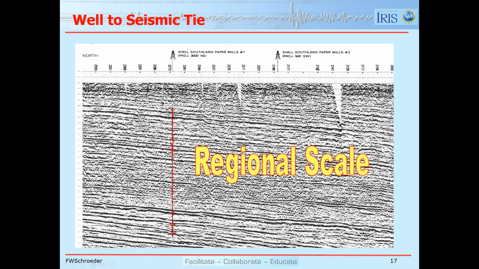Great. Someone just asked if you could just please go over the concept of the Ricker wavelet and seismic processing.